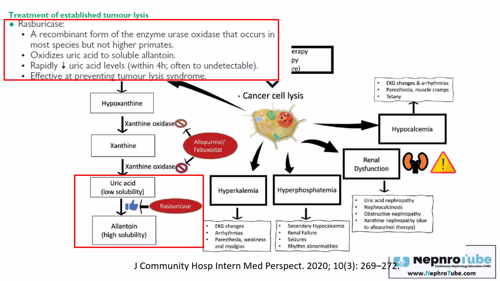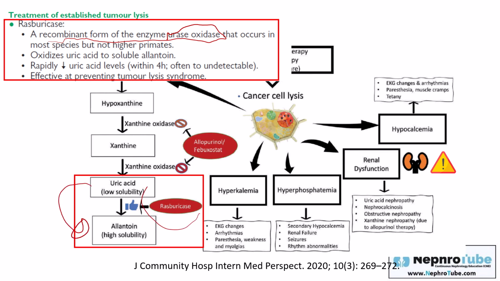The next point, you can use rasburicase. Rasburicase is the recombinant form of the enzyme urate oxidase. Urate oxidase is not present in our body. It is present in some species, but not in humans. Rasburicase oxidizes uric acid into allantoin, and allantoin is very soluble.